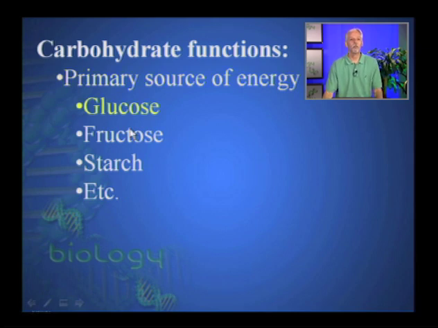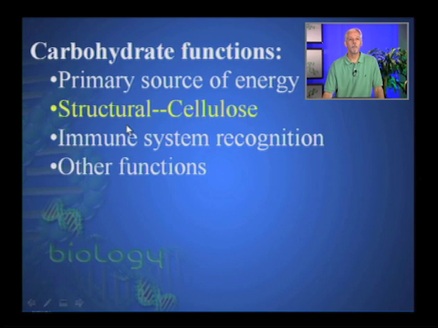Glucose, fructose, and starch are all examples of carbohydrates that we readily use for energy. There are other carbohydrates that are also important for energy, but those are some that you hear a lot about. There are some carbohydrates also that are structural. For example, cellulose is a component of plant cell walls, and so again, it is part of the structure of a cell. And then also, they do play a role in immune system recognition.